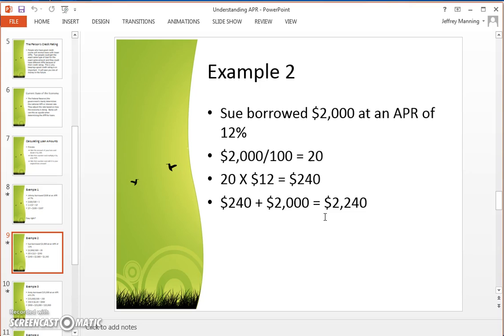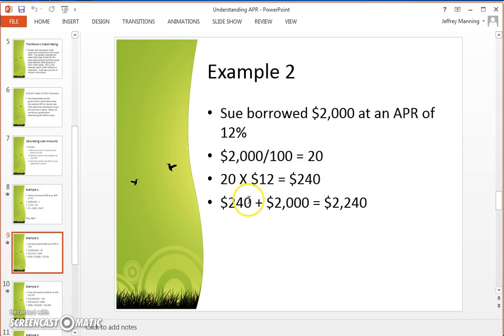Okay, let's try one more. We have a lady named Sue here, and she borrowed $2,000 at an APR of 12%. Okay, that's kind of a high APR, but this is probably a credit card. So we're going to take Sue's original amount, which is $2,000, and we're going to divide it by 100. So 2,000 divided by 100 equals 20. We are then going to take that 20 and multiply it by 12. I got 12 because of the percentage rate right here. 20 times 12 is $240.